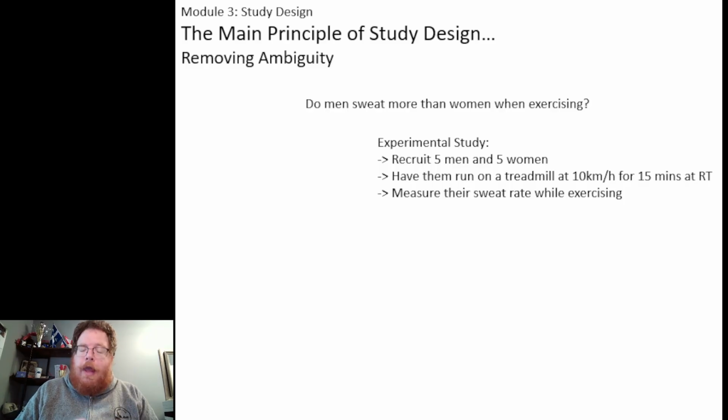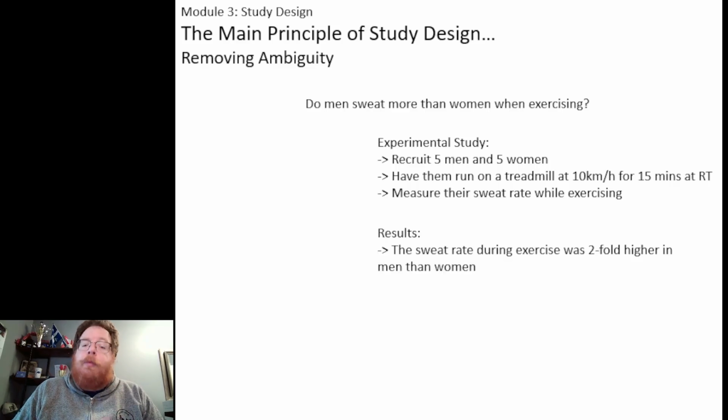So I've removed the ambiguity that could have been present in this study if I just said, go out and run on a treadmill as you please. And then, of course, I measure their sweat rate while exercising. So there's my experimental study. Here are the results that I got. The sweat rate during exercise was 2-fold higher in men than women. So I have the answer to my question, right? No ambiguity?